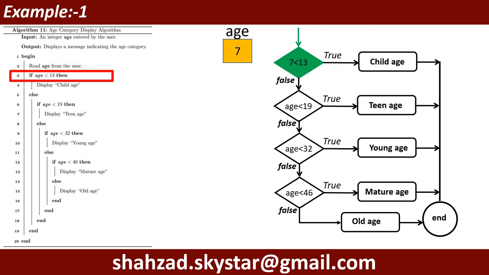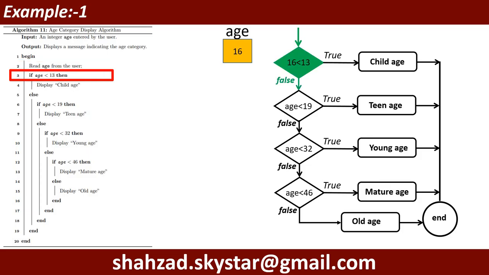Suppose age is 7, then it will check whether 7 is less than 13. Because 7 is obviously less than 13, it will move to the true statement and display child age, and the rest of the statements will be skipped and it moves to the end of these options.